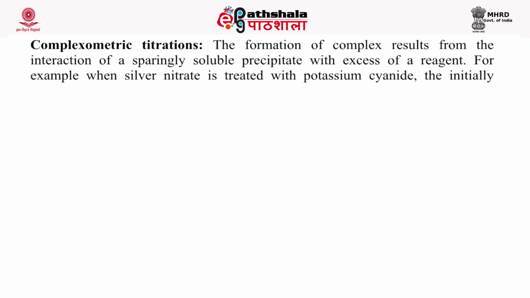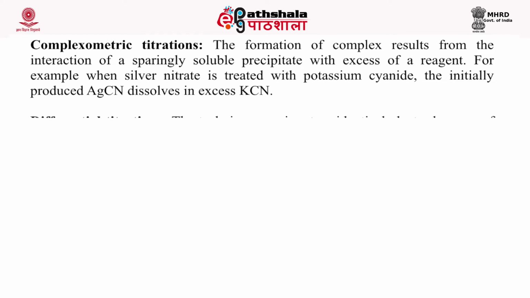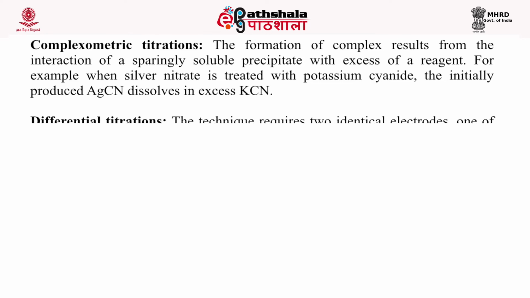For example, when silver nitrate is treated with potassium cyanide, the initially produced silver cyanide dissolves in excess of potassium cyanide. The reaction continues till all the cyanide ions have been converted into complex ion. The increase in concentration means the gradual increase in free silver ions. It leads to increase in potential, which determines the equivalence point. But if addition continues even after this point, EMF changes very slowly and silver cyanide is precipitated.